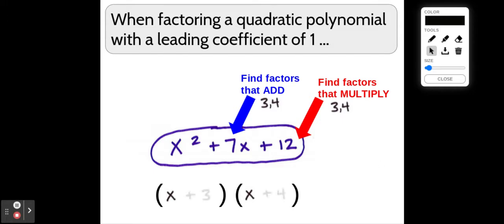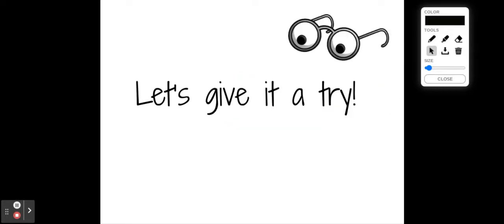Those numbers 3 and 4 are going to become the two numbers in the binomials. We could always check by foiling x plus 3 times x plus 4 to be sure that we get back to our original polynomial right here. But this is how we factor. We want to be looking for factors that multiply to the last term and add together to make the middle term. That's what we're going to practice doing today. So let's give it a try.